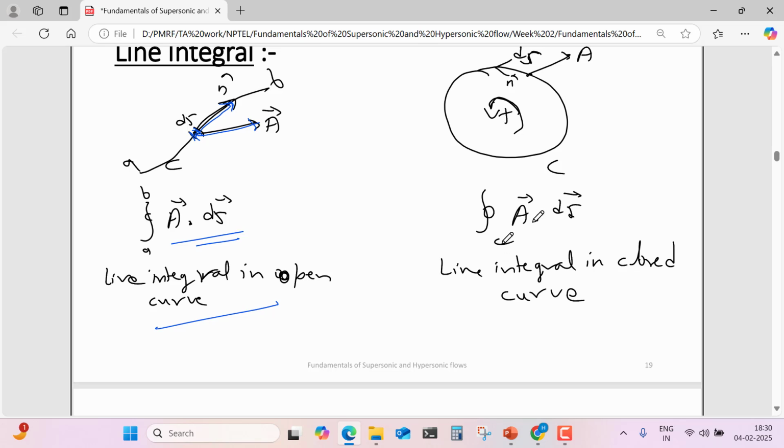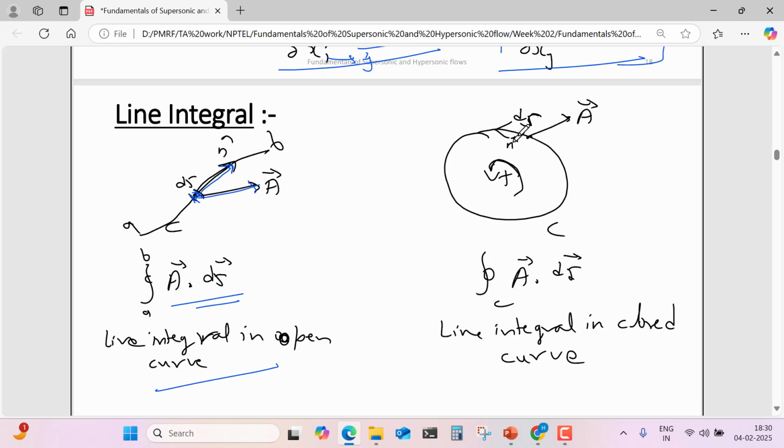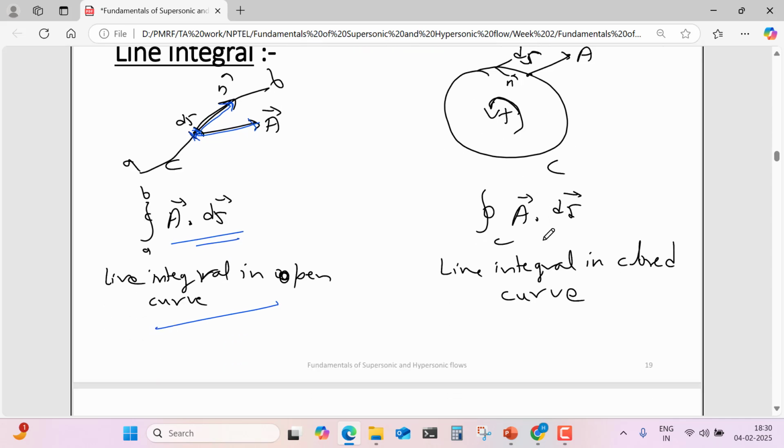Similarly, for the closed curve, anticyclic, it is given as a positive integral. So it is given by A vector dot ds vector on the closed curve. For closed curve, this symbol is given like this. Now if you see that this is the dot product of two vectors, so it will come as scalar. So the line integral is a scalar quantity.